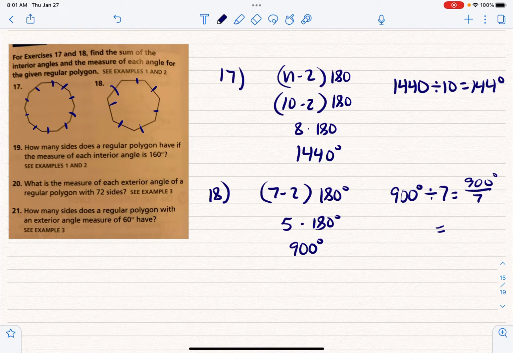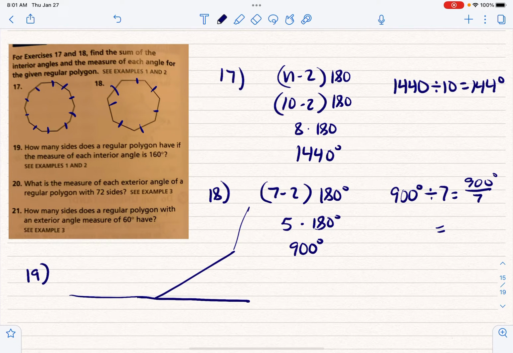Number 19, how many sides does a regular polygon have if the measure of each interior angle is 160? Now, I had a lot of people guessing on this and grabbing a calculator and going, well, would this work or would this work? But what I need you to do is picture that you can only see part of this polygon, and this thing continues up there and I can't see it. And all I know is that one of the interior angles is 160 degrees.